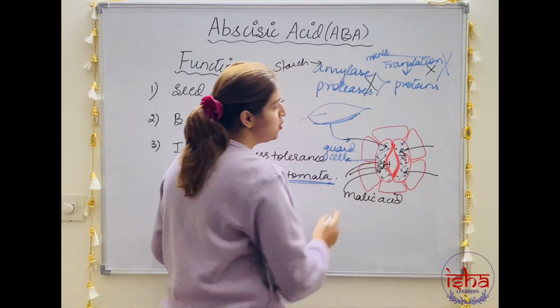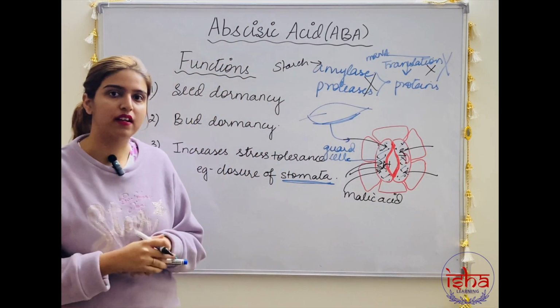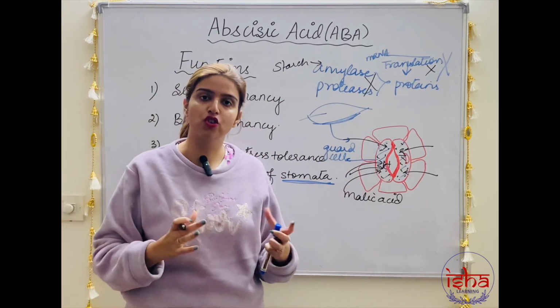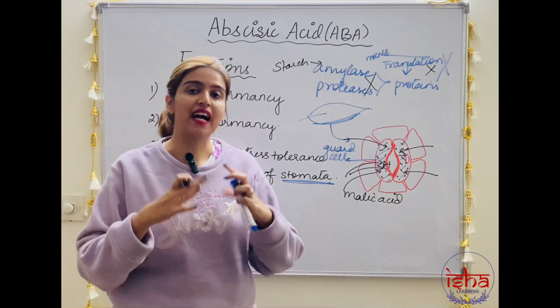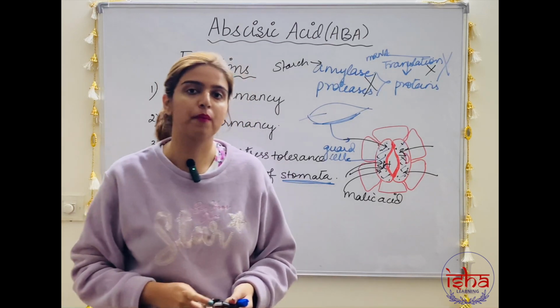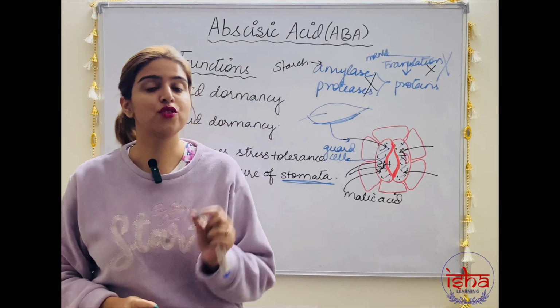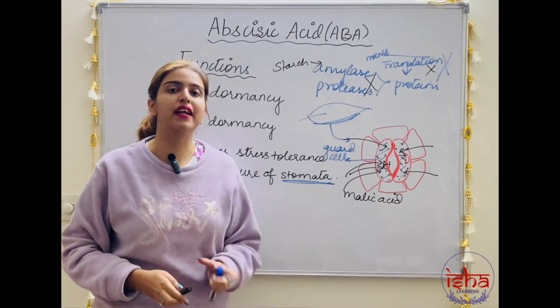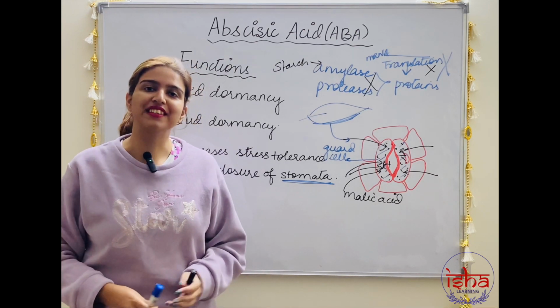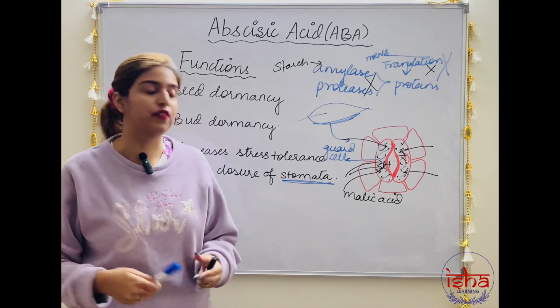Due to the movement of water inside the stomata, the guard cells become turgid and they open up. That is how the stomata opens up. Now our aim here is to cause the closure of stomata. So the abscisic acid is going to exactly reverse all of it.